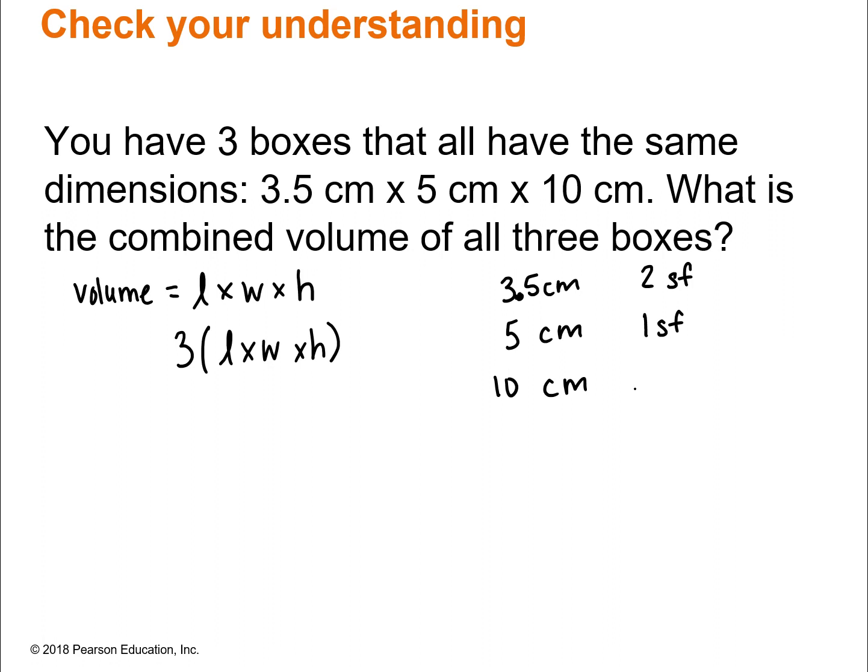We know it has at least 1 sig fig. Does it have 1 or 2? Well, 1 is very different from 10. We don't see a decimal point at the end to tell us that 0 is measured. So that means we've only got 1 significant figure there. When we do our calculation for volume, we need to report our answer with only 1 sig fig.